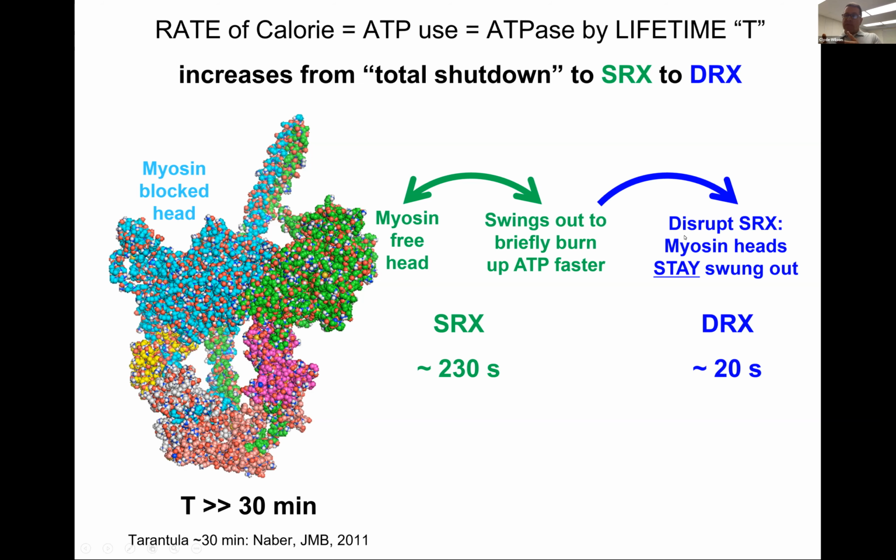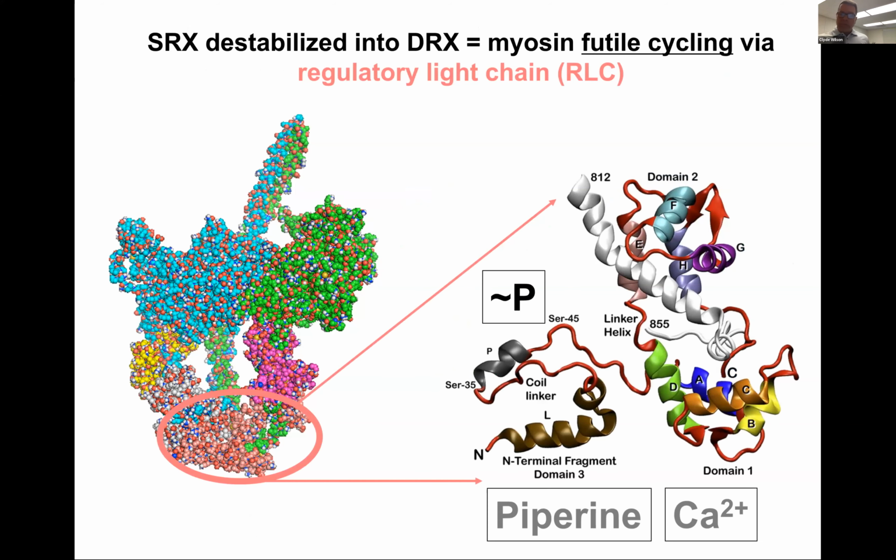So this is where you're disrupting the superrelaxed state with phosphorylation, calcium, or Hipporine. And the ATPase, or the rate of calorie burn, goes up by an order of magnitude. That's where your resting metabolic rate is now 1,000 calories higher than if you were in the superrelaxed state, where the free head is just briefly swinging back and forth and burning 10 times fewer calories.